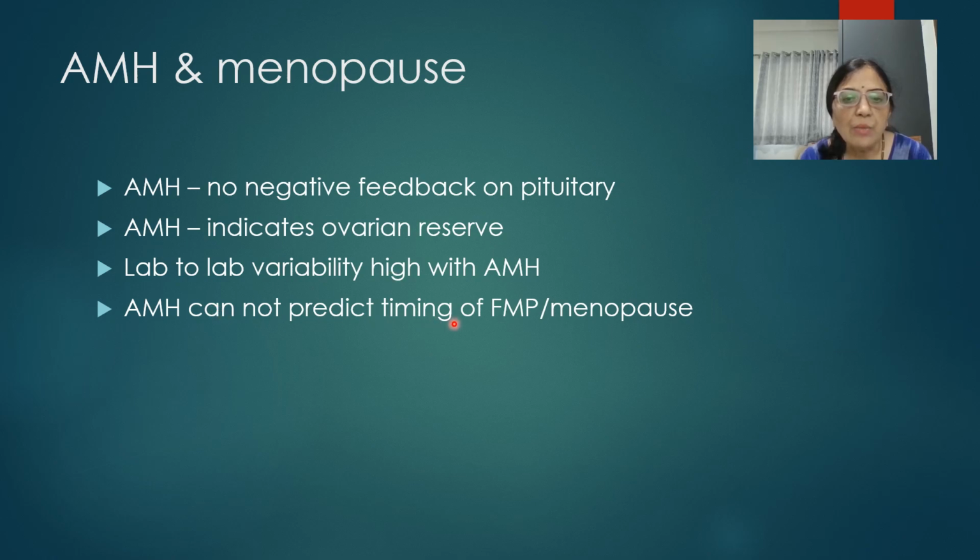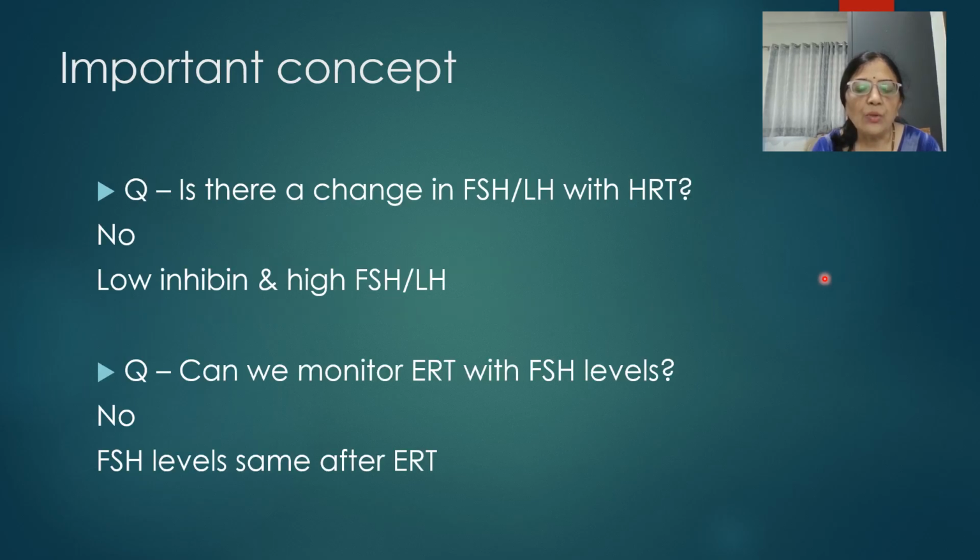It cannot predict the timing of the final menstrual period or menopause. It only shows that there is a fall in ovarian reserve. But after how many years a woman will enter menopause cannot be predicted simply by doing an AMH level. Now, an important concept: is there a change in FSH and LH values with HRT or ERT? No, because this is dependent on inhibin level, and that is why in spite of giving HRT or estrogen, FSH and LH values will not fall; they will remain high. There will be no change.